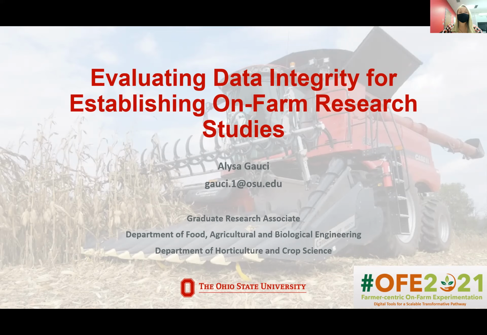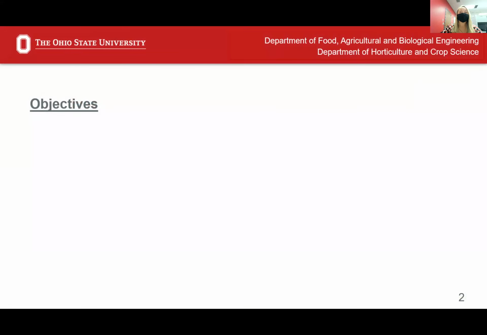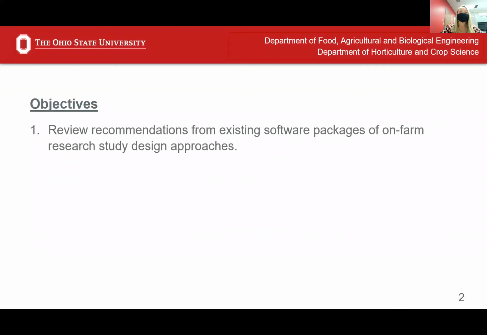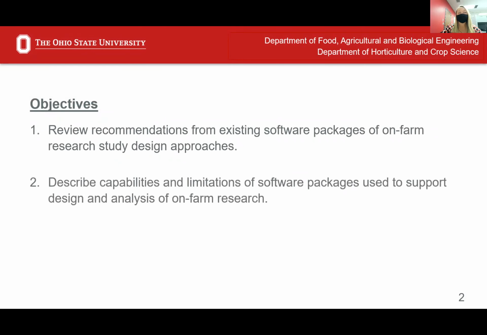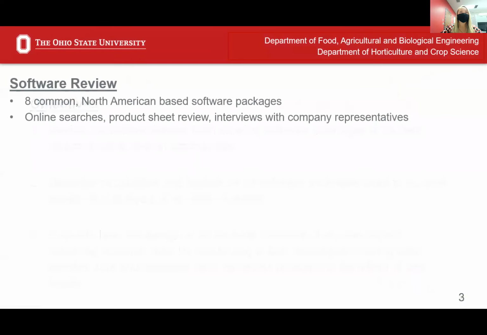Today, industry does provide several software packages that researchers and others can use that contain tools to support on-farm research, specifically in aiding in design and analysis. Therefore, the objectives of this study focus on reviewing recommendations from current software packages, describing these capabilities and limitations, and finally, conducting a field investigation to evaluate data accuracy within different lengths.